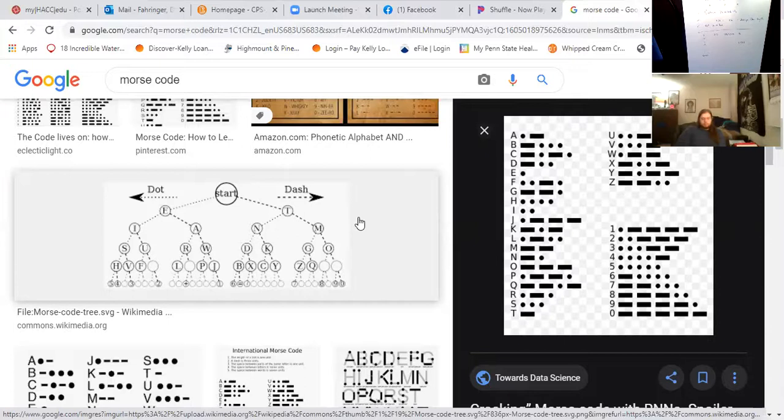Well, the reason is there are more E's. So if it's just a single dot, then there would be fewer characters to transmit. That's why T is second. Then you have I, A, N, and M.